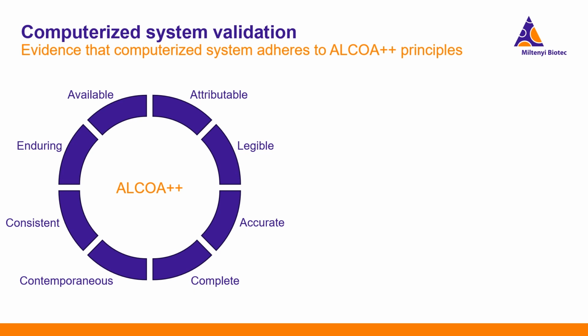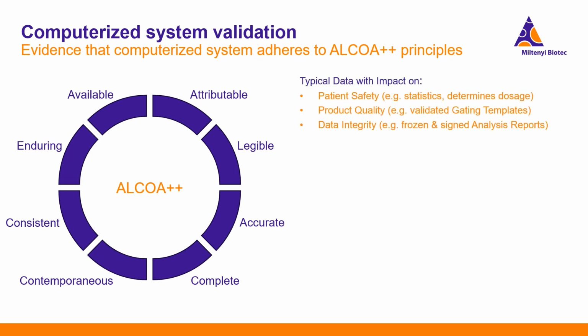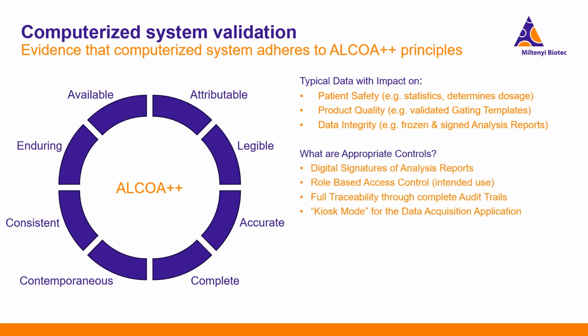Typical flow cytometry data with impact on patient safety is cell population statistics, which is often used to determine cell therapy product dosage. Product quality in flow cytometry typically relies on validated gating templates that ensure correct target cell identification. Moreover, data integrity is controlled by release of analysis reports signed by responsible subject matter experts.